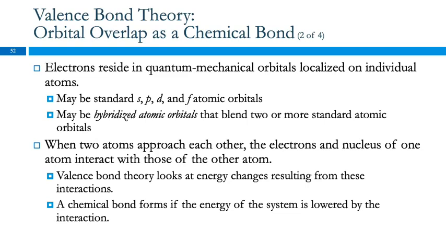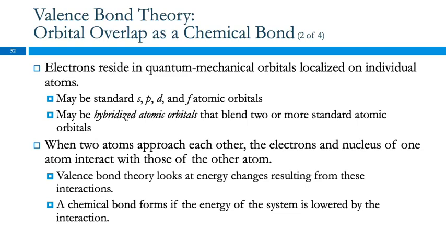So electrons reside in quantum mechanical orbitals that are localized on individual atoms. And this is from chapter 10. These could be standard orbitals, s, p, d, f atomic orbitals. That's what we've learned about. Or they can be hybridized atomic orbitals. So you can take an s and two p orbitals and hybridize them. It's like an average, but not quite.